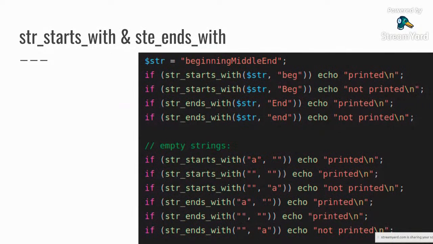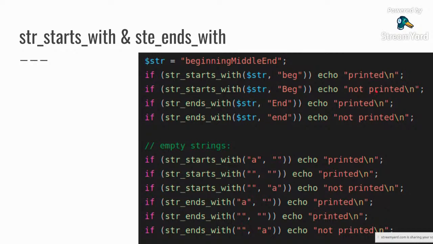There are two other methods, str_starts_with and str_ends_with. Sorry for the typo again, this is str_ends_with. So there are a few examples. For str_starts_with, we defined a string, beginning, middle, and the string is starting with back. It will be true. Second one, capital B. So it is case sensitive. So the second will return false, or it will print not printed.